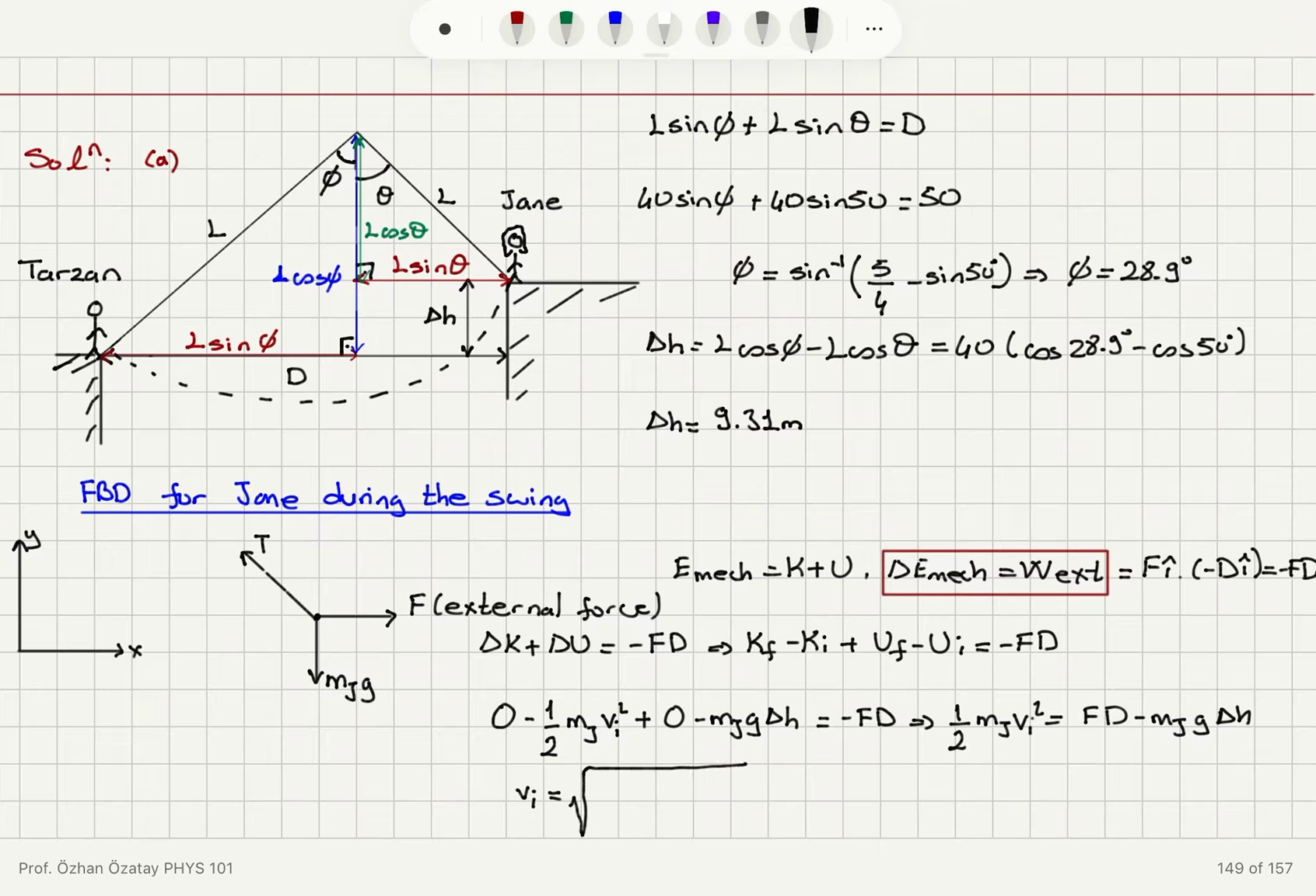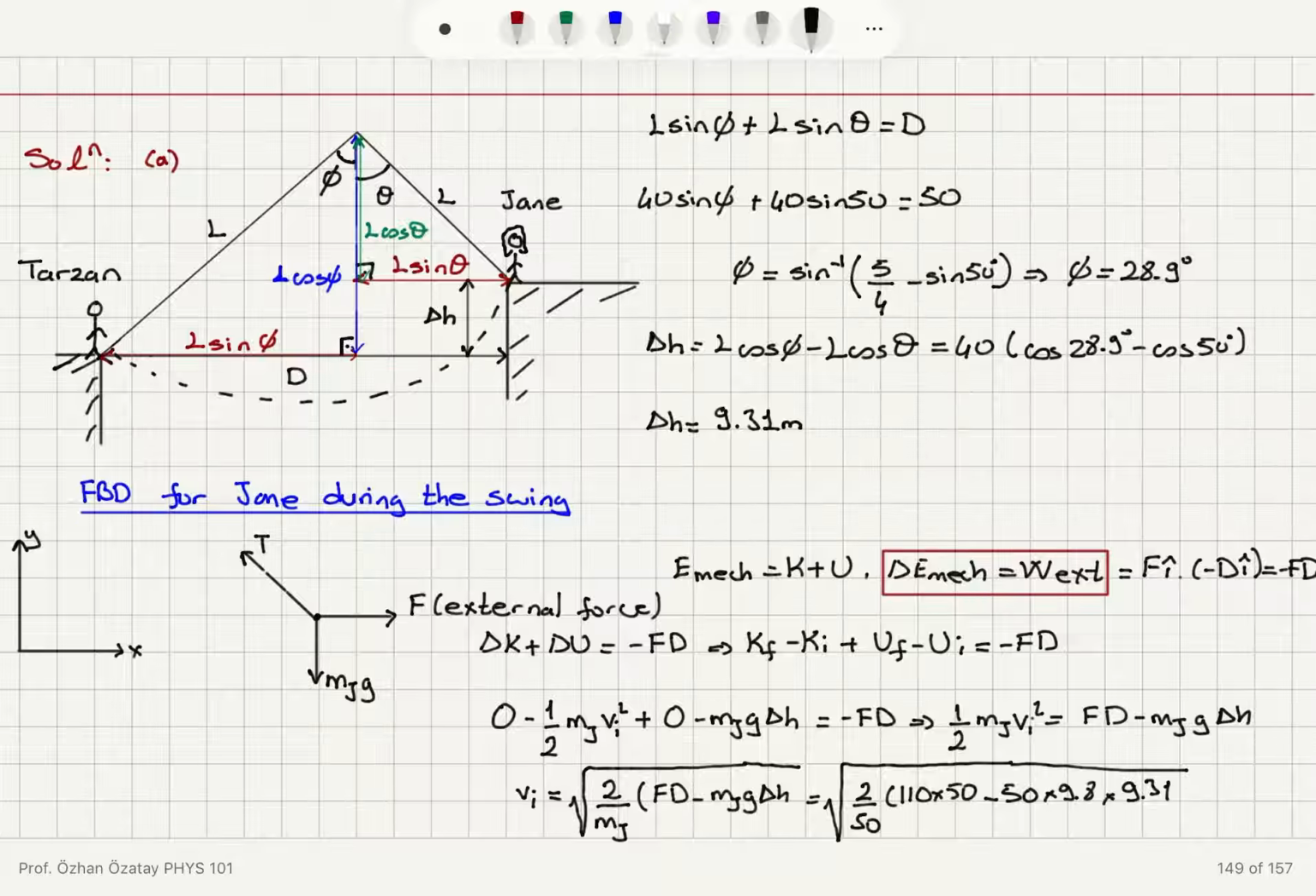V initial is the square root of 2 over mass of Jane, parentheses, Fd minus mass of Jane g delta H, which is numerically 2 over 50, 110 newtons, 50 meters distance, minus 50 kilograms, 9.8 meters per second squared, 9.31 meters is my delta H, and then I find this initial speed to be 6.13 meters per second.